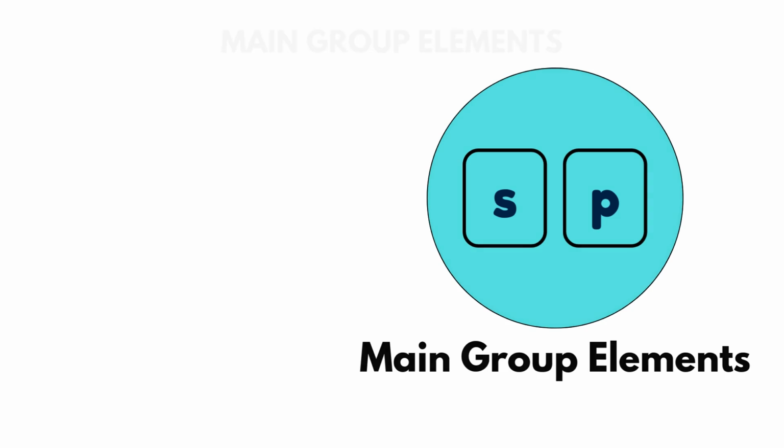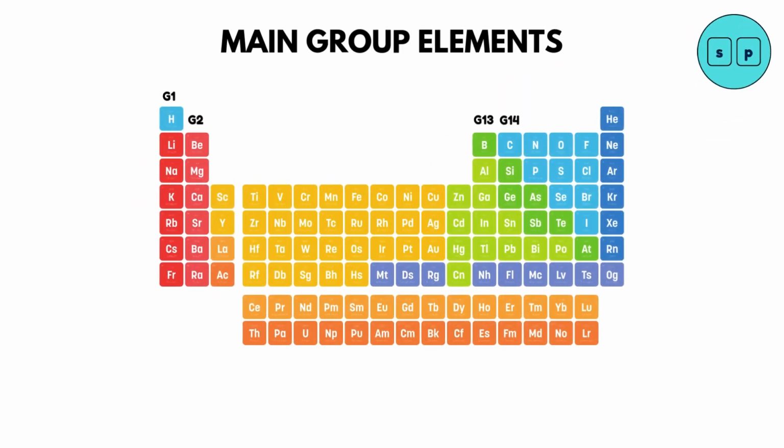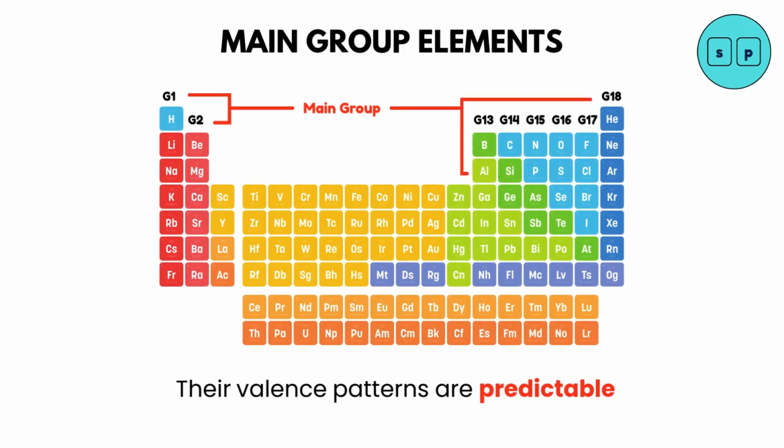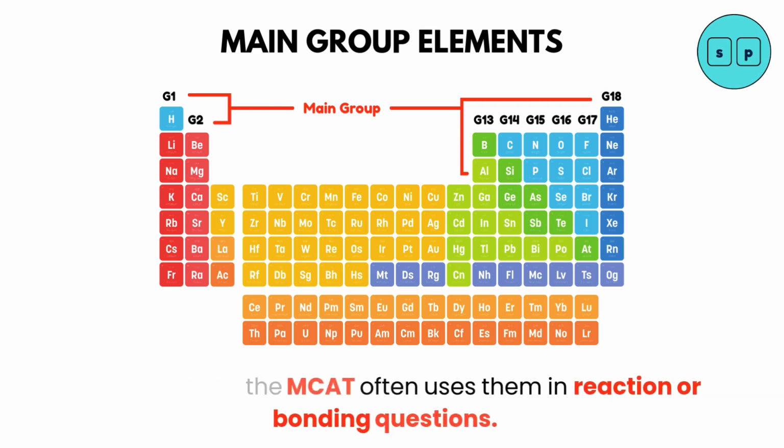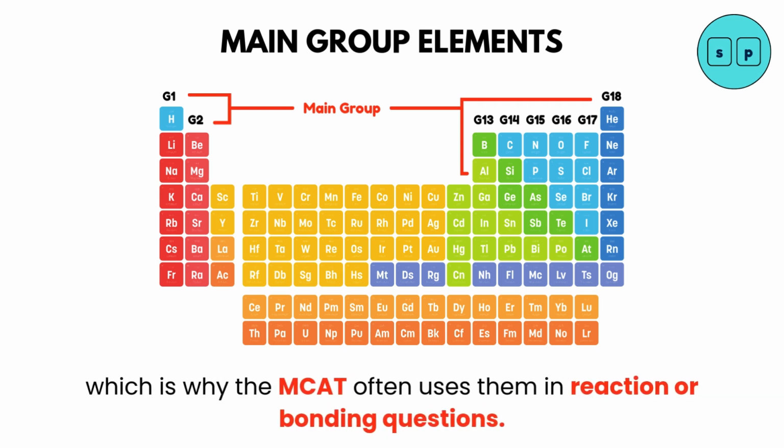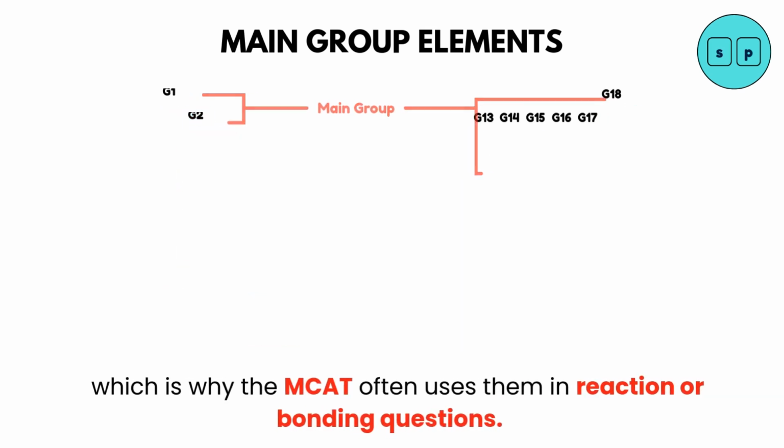Main group elements. Groups 1, 2, and 13 through 18 are the main group. Their valence patterns are predictable, which is why the MCAT often uses them in reaction or bonding questions.